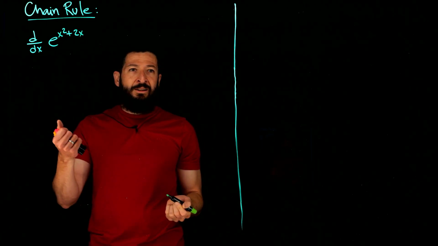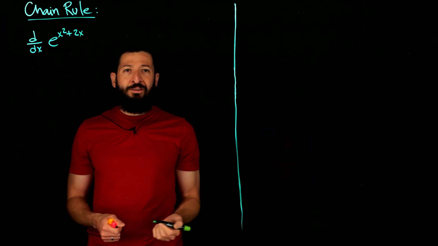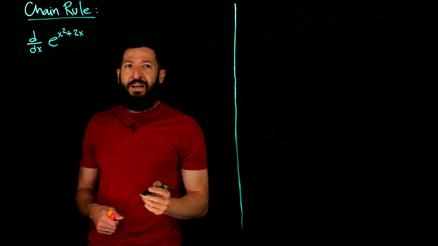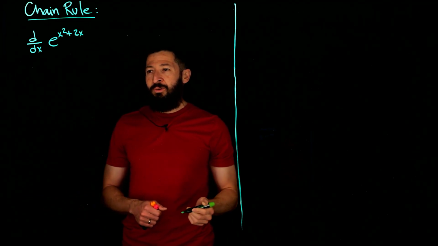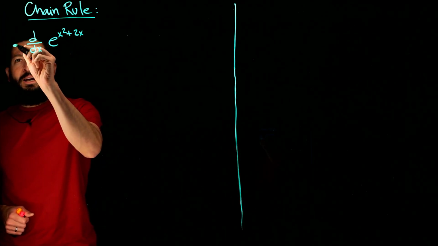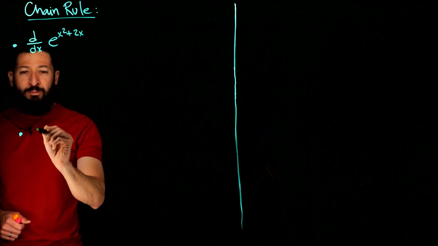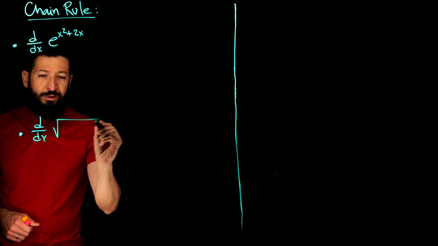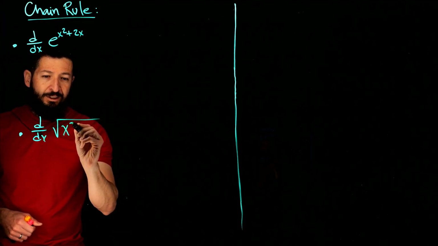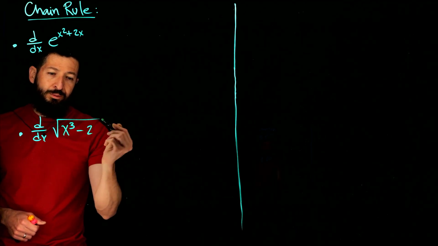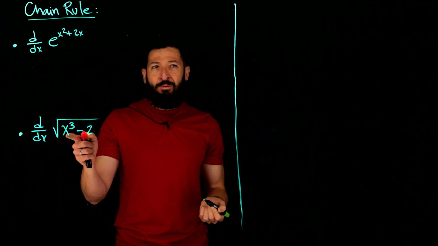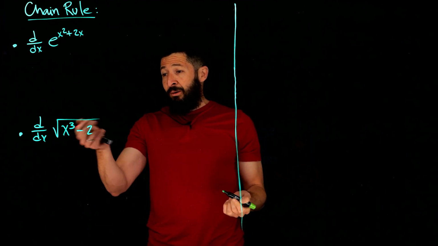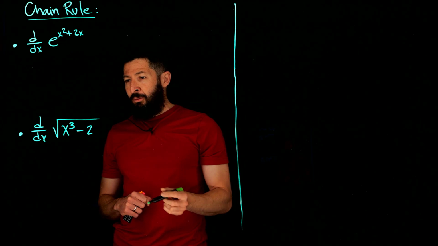How would you address that? We know how to take the derivative of e to the x, but it's not x that we have in the exponent. We have an x squared plus 2x. How do we do that? Or let's say that we want to compute the derivative of the square root of x cubed minus 2. We know how to take the derivative of the square root, but we don't know how to do it when you have an x cubed minus 2.